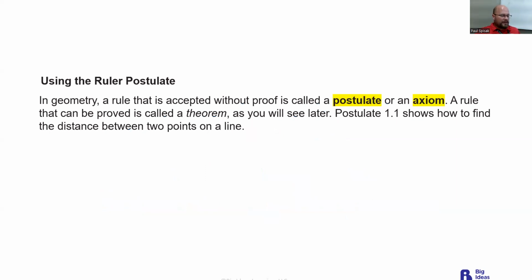So, using the ruler postulate. One of our first postulates that we're going to be using is the ruler postulate. Whenever we have a postulate or an axiom, it is something that is accepted without proof. So those are our first two vocab words for this section, postulate and axiom. Later on, we will be using those to actually prove theorems. So a theorem is something that's proven by doing a proof.